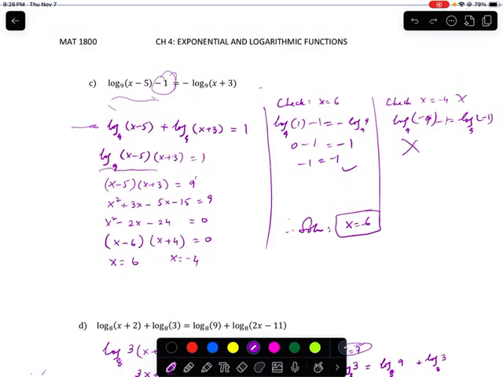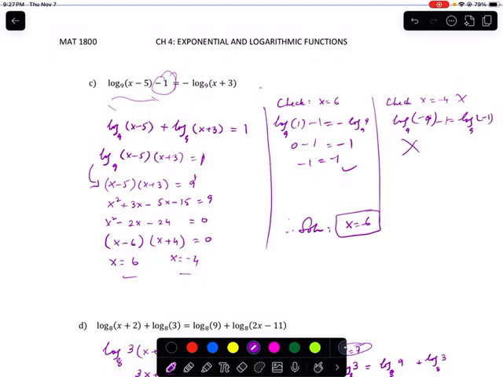Okay, so now looking at the next step, which is writing it in exponential form. So 9 raised to the power of 1, 9 is the base, this is the exponent, this is the quantity. So it gives me the equation, which is a quadratic one. So then I solve and I got x is equal to 6 or x is equal to -4.